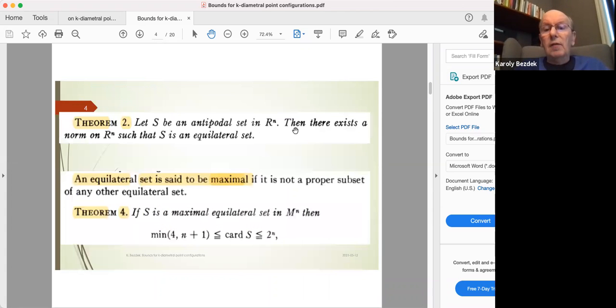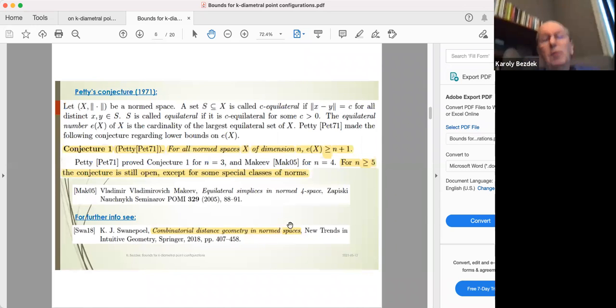So this gives the upper bound 2 to the n here. And the lower bound, he managed to prove 4. If n is larger than this, the left-hand side is 4 here, which led him to his famous conjecture that has been around for quite some time, since that paper, in which he claims that if we take an n-dimensional Minkowski space, then we can always find at least n+1 points that form an equilateral set.